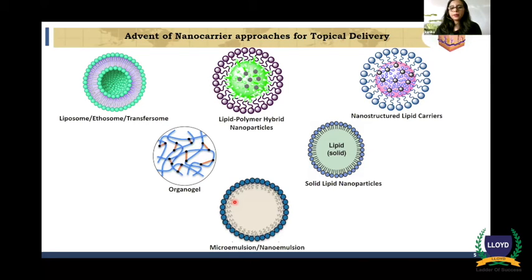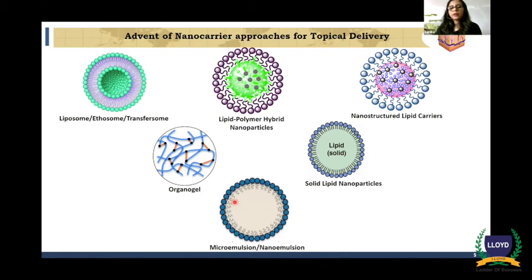Then coming over to the lipid polymer hybrid nanoparticles. This kind of strategy combines the complementary characteristics of the lipid as well as the polymeric nanoparticles. And again, the main benefits which can be reaped include biodegradability as well as biocompatibility.